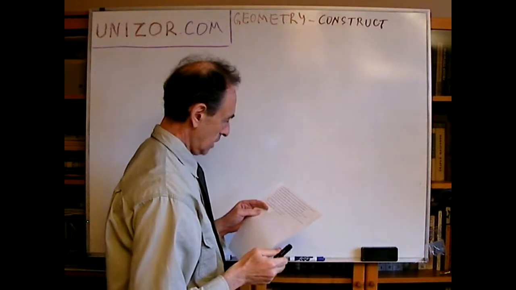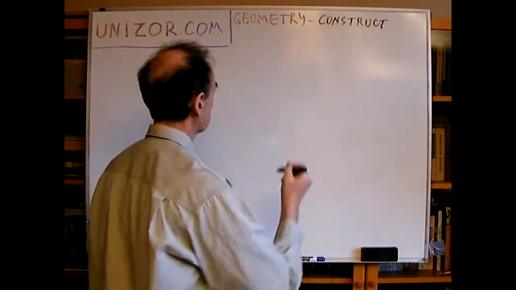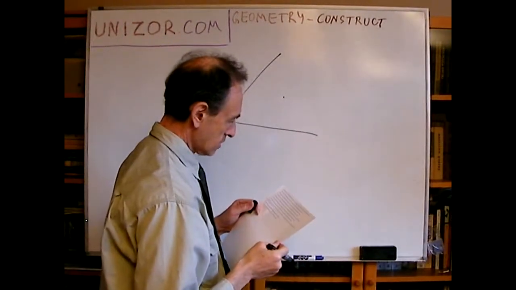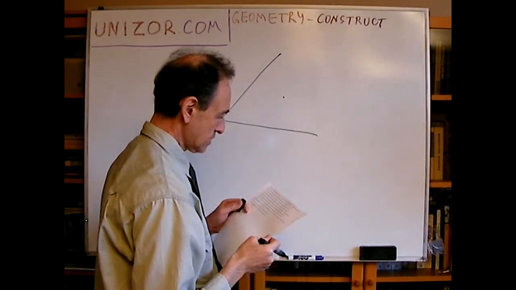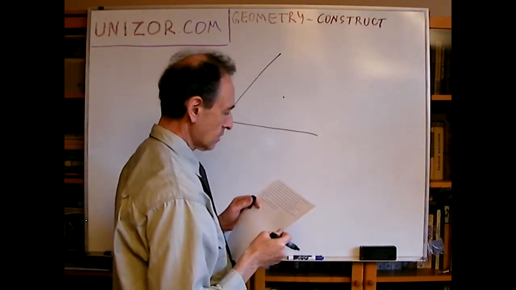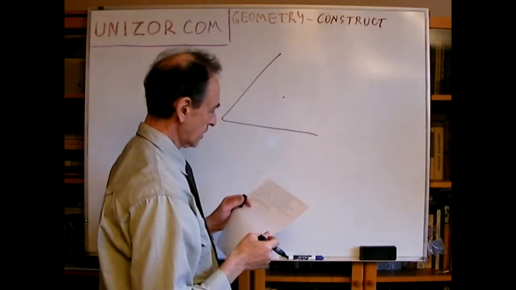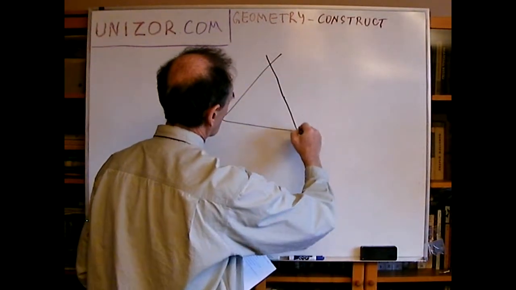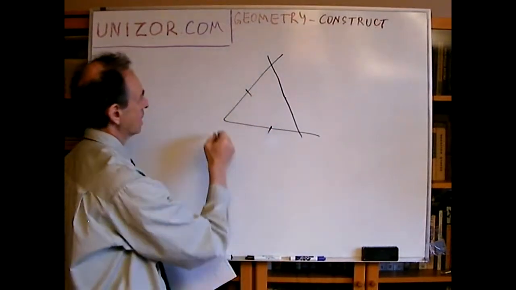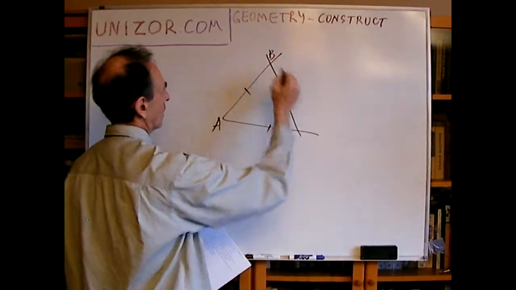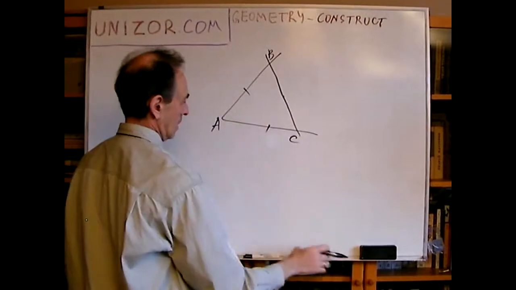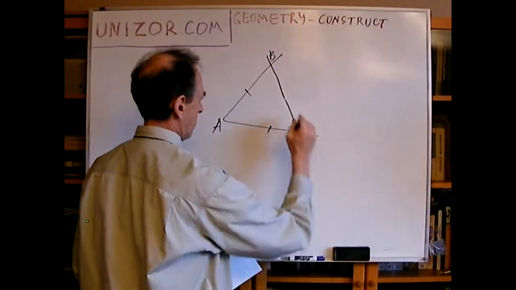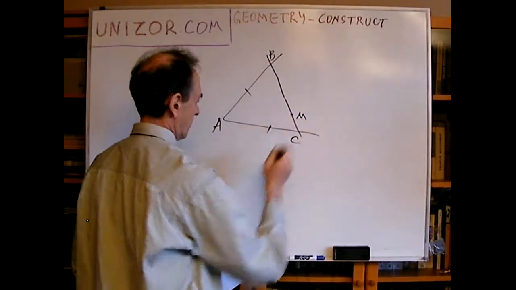Given an angle and a point inside it. Construct a straight line crossing this point and cutting congruent segments from the sides of a given angle. So I have to construct the line in such a way that these two segments are congruent to each other.